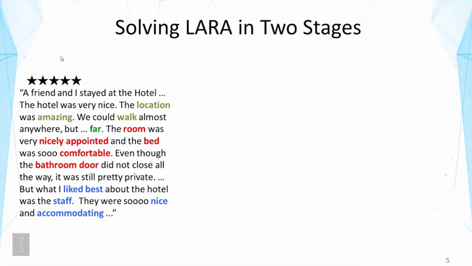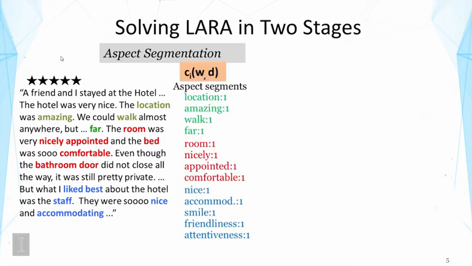What we want to do is first, we're going to segment the aspects. So we're going to figure out what words are talking about location, what words are talking about room condition, etc. So with this, we would be able to obtain aspect segments. In particular, we're going to obtain the counts of all the words in each segment.